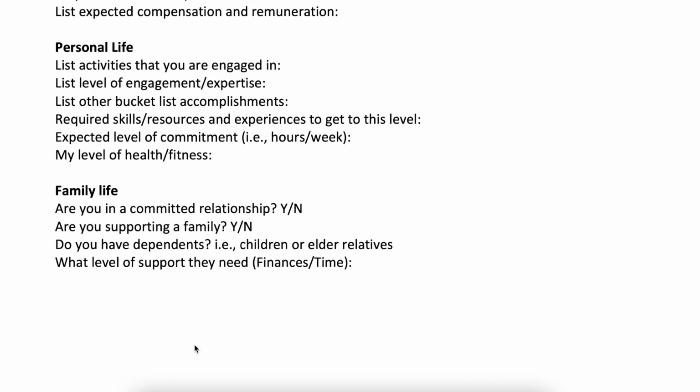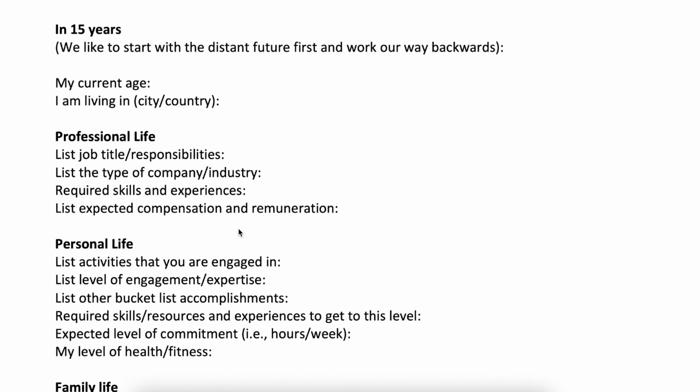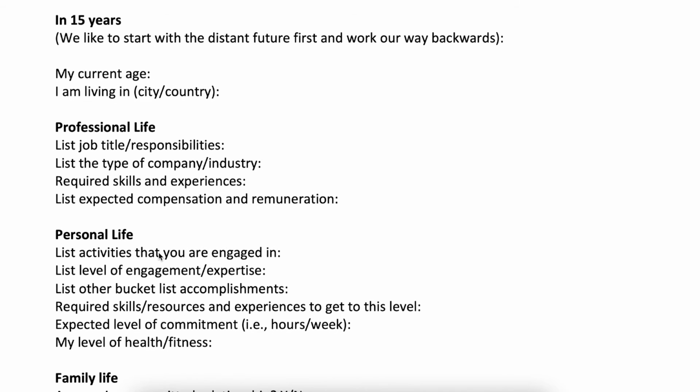Now, this is the 20 years, and you'll notice as we scroll through and you get to the next page, that's 15 years. Same set of questions, right? It's broken into professional, personal, and family. The difference now is how do you look to, is there a trajectory that you need to be on?